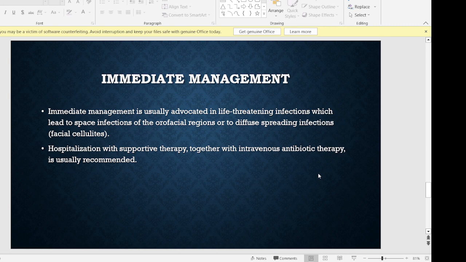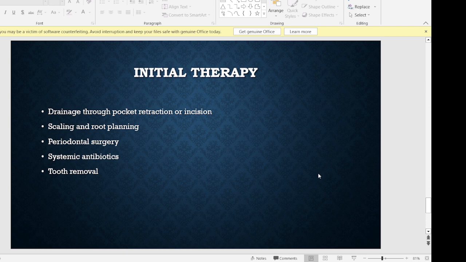Immediate management. What can we do in immediate treatment? Immediate management is usually advocated in life-threatening infections which lead to space infection of the orofacial regions or diffuse infection. When we talk about immediate management, we do it in fatal conditions where the patient's life is in question. So hospitalization with supportive therapy together with intravenous antibiotic therapy is highly recommended.